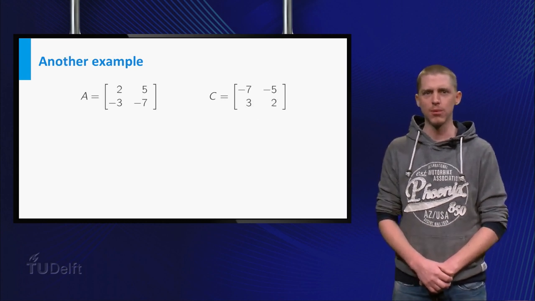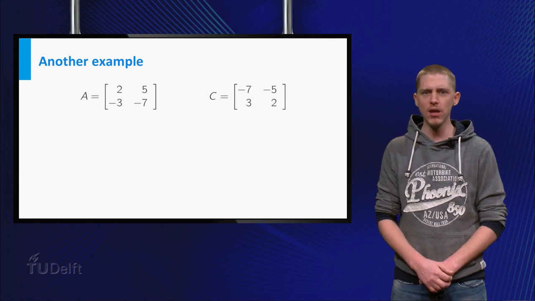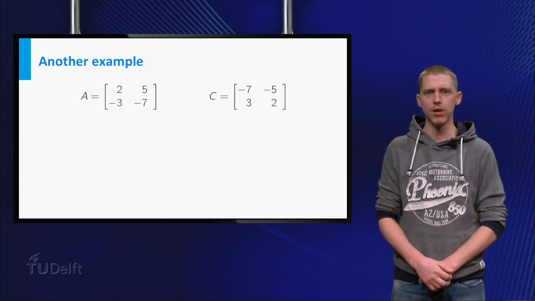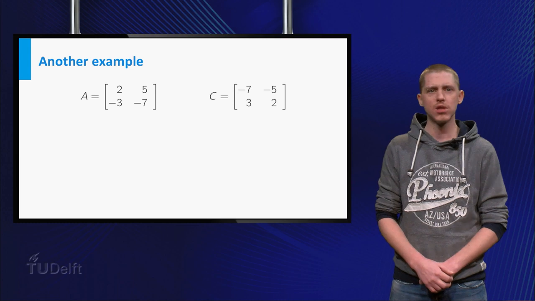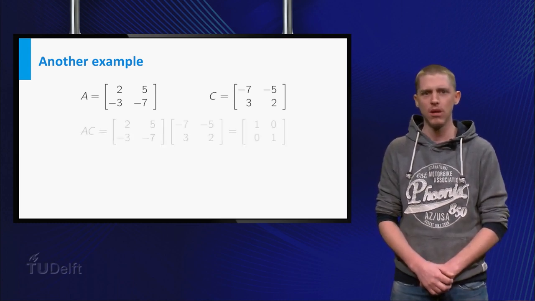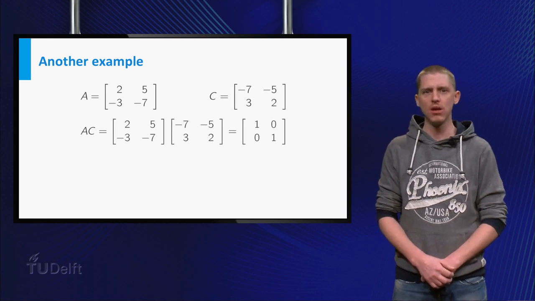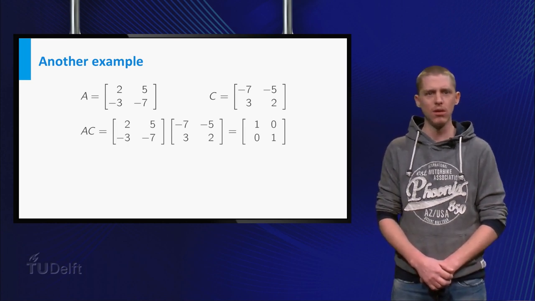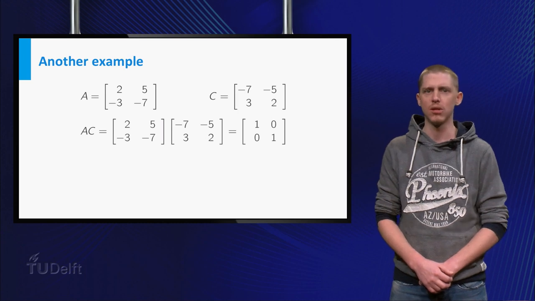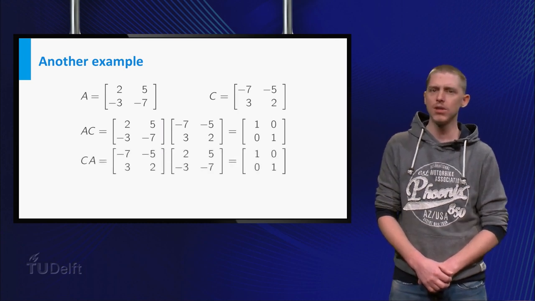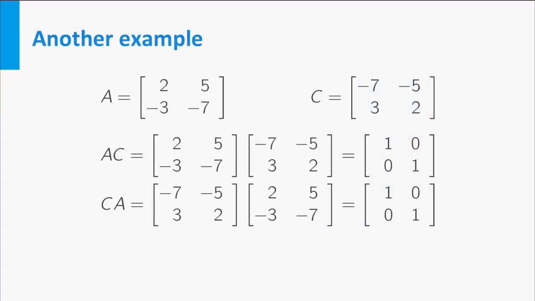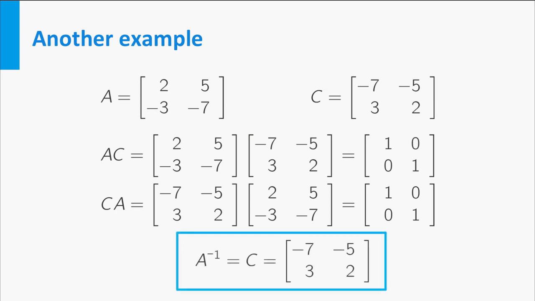Let us try another example together. The matrix A is 2, 5, minus 3, minus 7, and the matrix C is minus 7, minus 5, 3, 2. We can calculate A times C, which gives us 1, 0, 0, 1, which is the 2 by 2 identity matrix. Calculating C times A again gives us the identity matrix. So according to the definition of the inverse, A is invertible and the inverse of A is C.